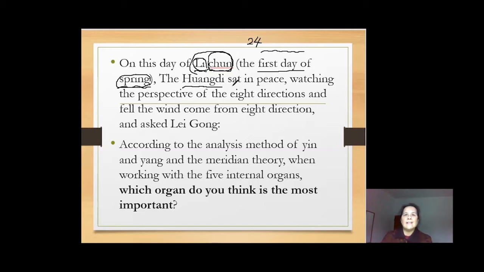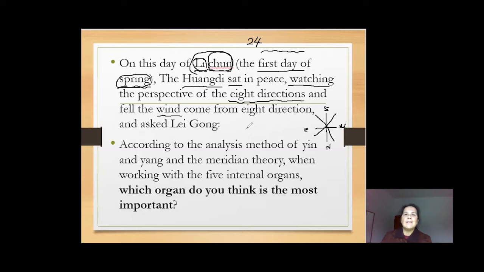Just sitting there with nothing to do, watching everything, the trees growing, everything starting, and the wind. They say the wind comes from eight directions. We know the wind usually comes from the north, the south, the east, and the west. And certainly between them we have southwest, northwest, southeast, northeast. They are talking about the wind coming from eight directions.